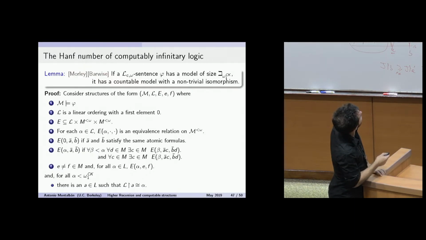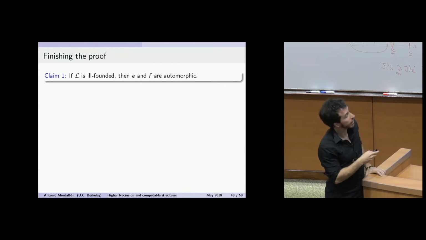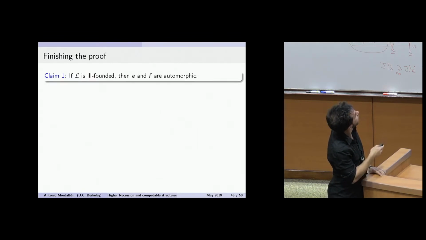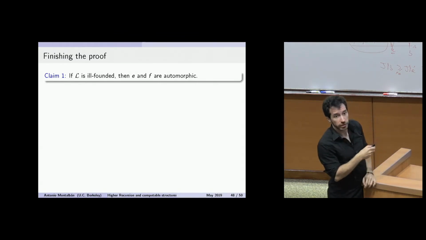Okay, so let's see how we prove this. First of all, if L is ill-founded, I didn't say that L has to be well-founded here, then E and F, those two constant elements, must be automorphic.